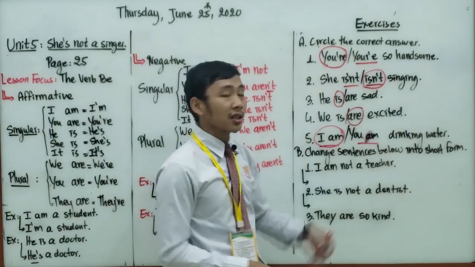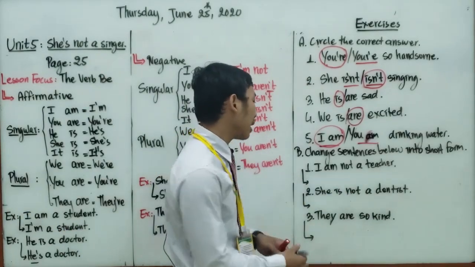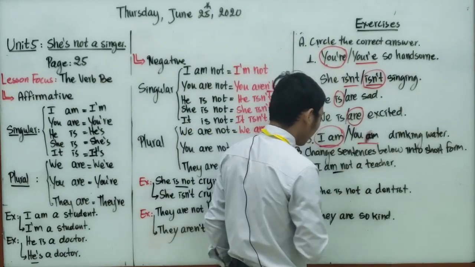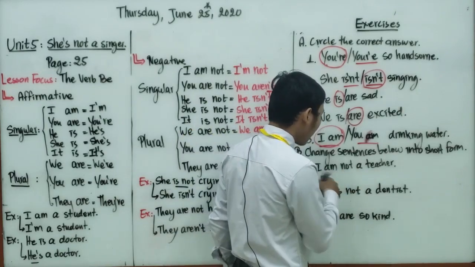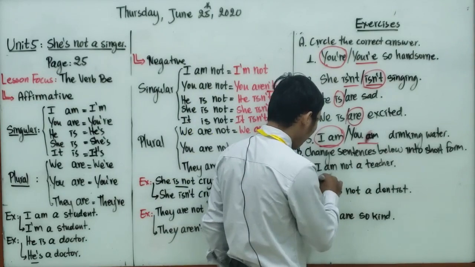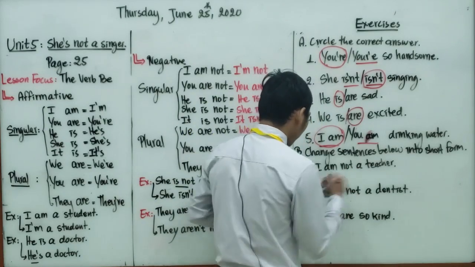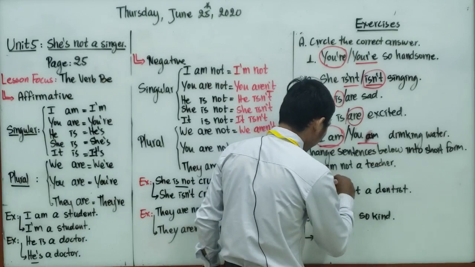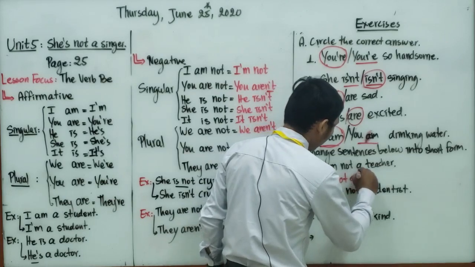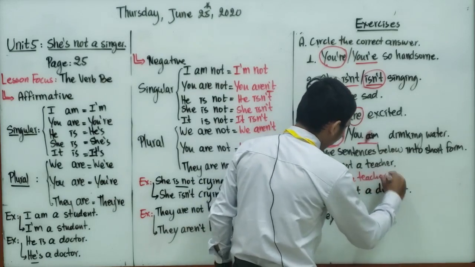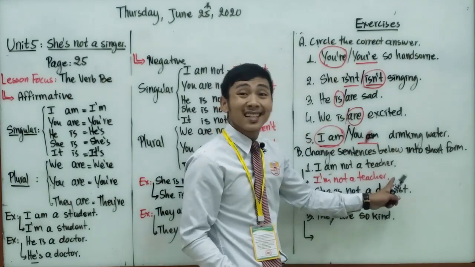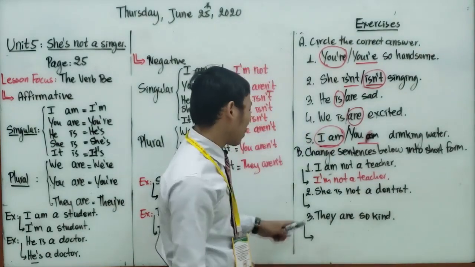I am not a teacher. So I am not a teacher. What is it, everyone? So the short form, what should you write? I apostrophe m and then put not, right? And then a teacher. Shorter than the sentence, right? Okay. What about number 2?